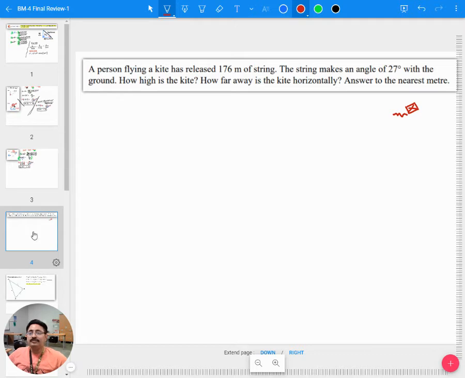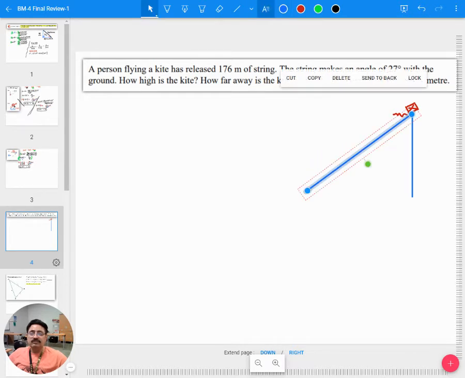Then let me take the straight lines. This is flying in the air. Okay, then this is the length of the string, and this is the horizontal distance on the ground.